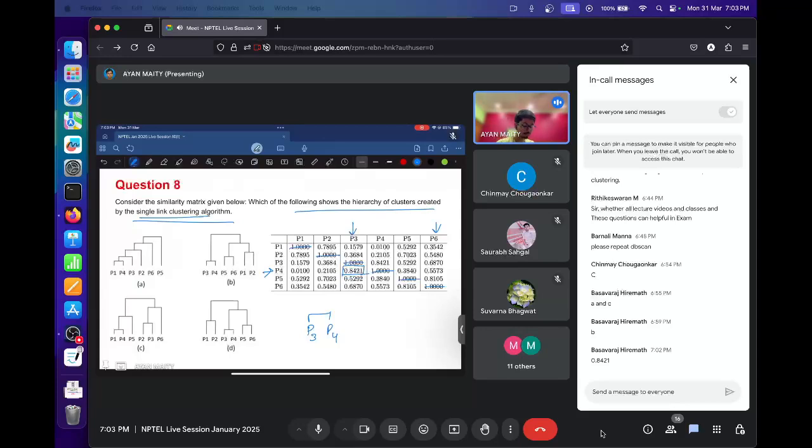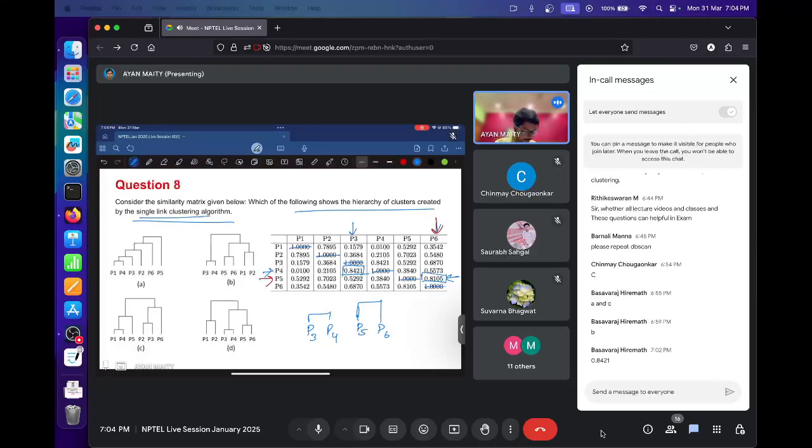Now in the second step, again you try to find the second highest similarity value from this table, and now I think this 0.8105 has the highest similarity. That 0.8105 is between P5 and P6. So in the next step, P5 and P6 would be merged.